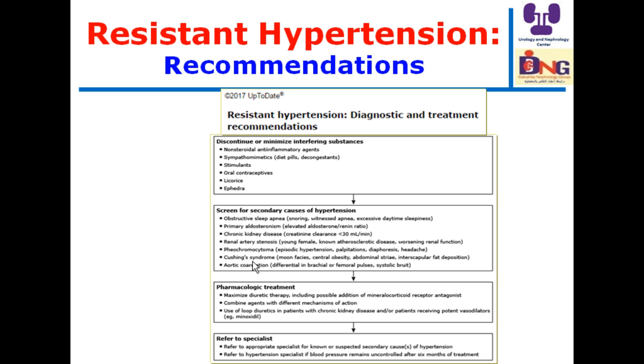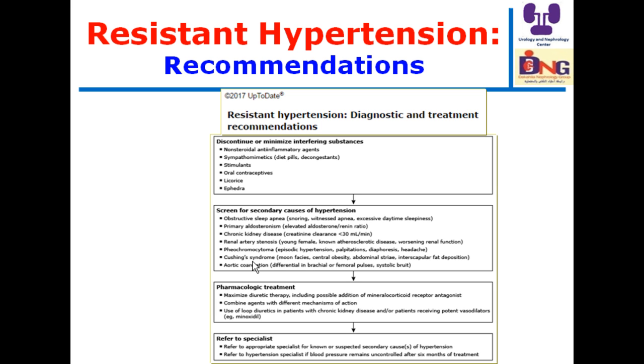Screen for secondary causes of hypertension: obstructive sleep apnea, snoring, witnessed apnea, excessive daytime sleepiness; primary aldosteronism, elevated aldosterone-renin ratio; chronic kidney disease, creatinine and creatinine clearance less than 30 ml/min; renal artery stenosis, young female, non-atherosclerotic disease, worsening renal function; pheochromocytoma, episodic hypertension, diaphoresis, palpitation, headache; Cushing syndrome, moon face, etc.; aortic coarctation.